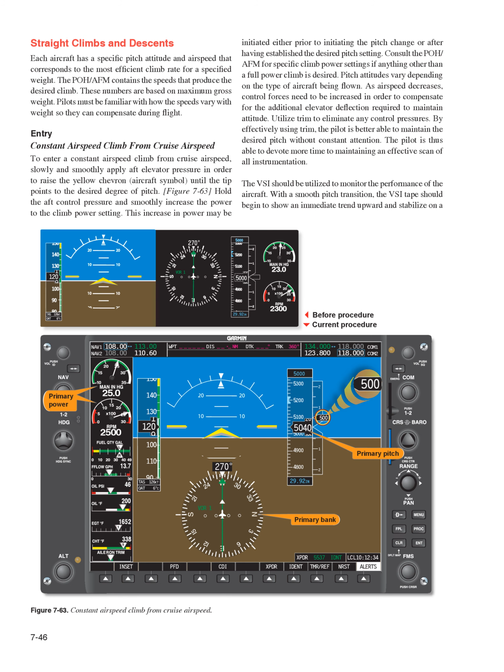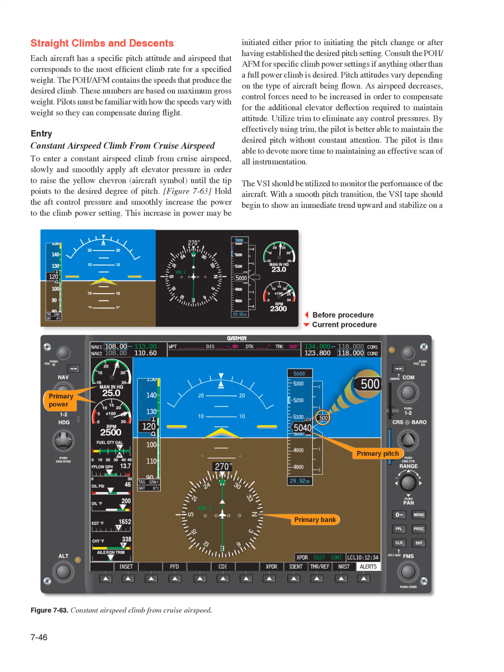Entry, constant airspeed climb from cruise airspeed. To enter a constant airspeed climb from cruise airspeed, slowly and smoothly apply aft elevator pressure in order to raise the yellow chevron, aircraft symbol, until the tip points to the desired degree of pitch. Figure 7-63. Hold the aft control pressure and smoothly increase the power to the climb power setting. This increase in power may be initiated either prior to initiating the pitch change or after having established the desired pitch setting.